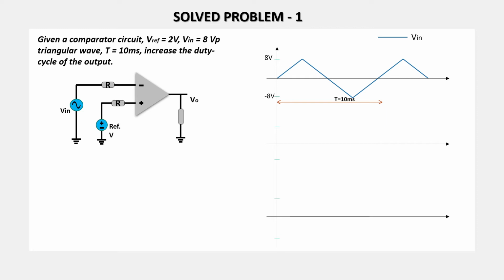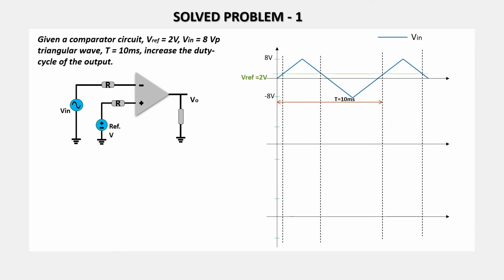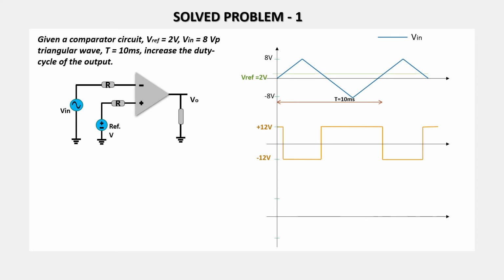Let us now draw the perpendiculars at the intersections. We have just now discussed how to draw the output waveform of an inverting comparator. So with that knowledge, let me draw the output waveform. So this is the output waveform. Let us get rid of these lines. Now what are we asked to do? We want to increase the duty cycle.